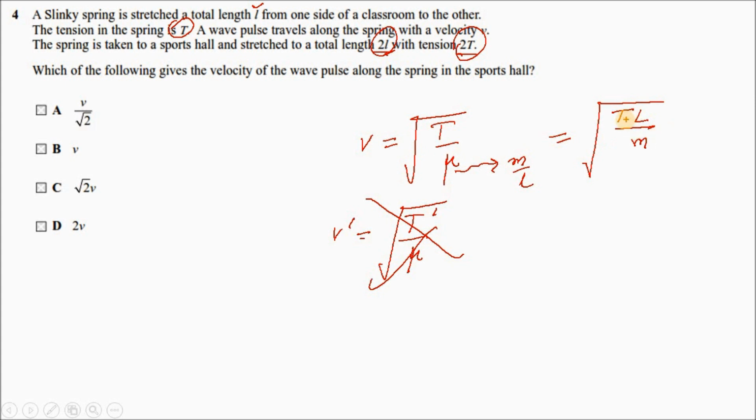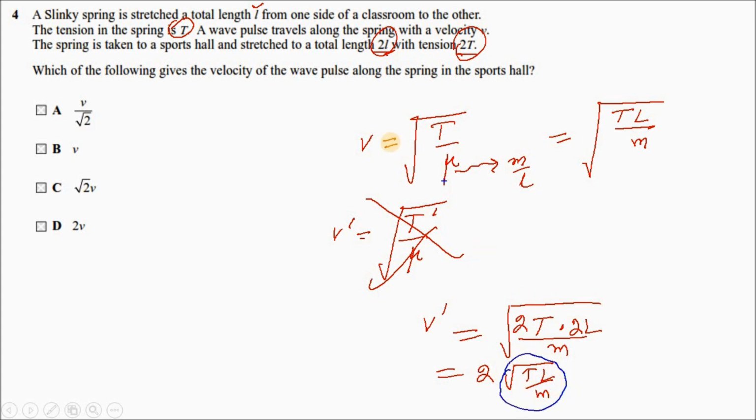Now tension is double, so the new velocity V dash is the root of 2T, length is also double, 2L, divided by mass of the spring, which stays the same. And now clearly you can see that 2 times 2 is 4, and 4 comes out from the root as 2. So twice the root of TL upon m, and this root of TL upon m is your old velocity when you have T and L. That means V dash is equal to twice of V. That's how you can figure out your option, which is D.